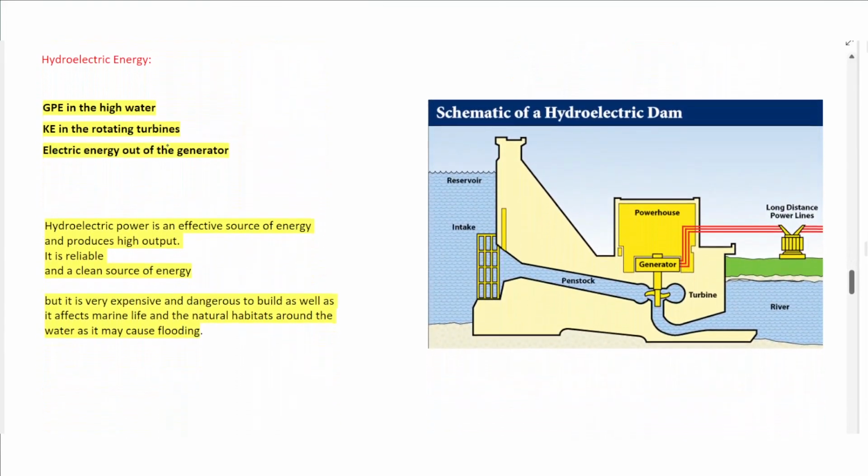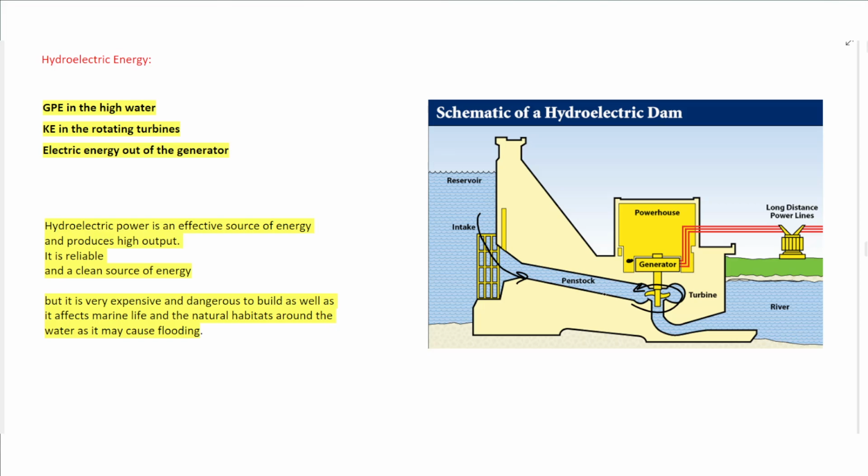The next renewable resource is hydroelectric power stations. We use the gravitational potential energy stored in water behind the dam to fall and gain kinetic energy and then spin a turbine which is connected to a generator. So from GPE to kinetic energy in the turbine and generator, and the generator converts this kinetic energy into electrical energy.